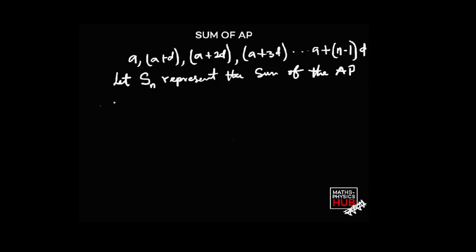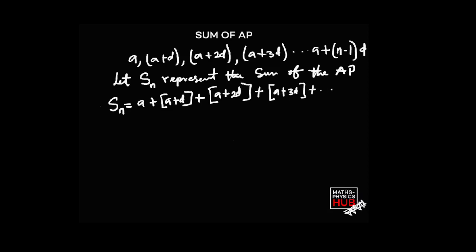So if that should be the case, that means that Sn is equal to A plus, open a bracket, A plus D, the bracket, plus A plus 2D, plus A plus 3D, plus dot dot dot down to where plus A plus N minus 1 times D. That is the sum of the AP now. We have added the whole of the terms together.